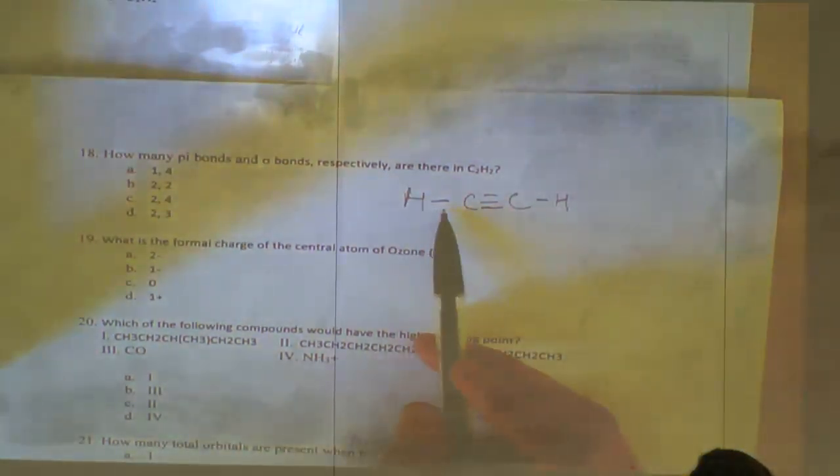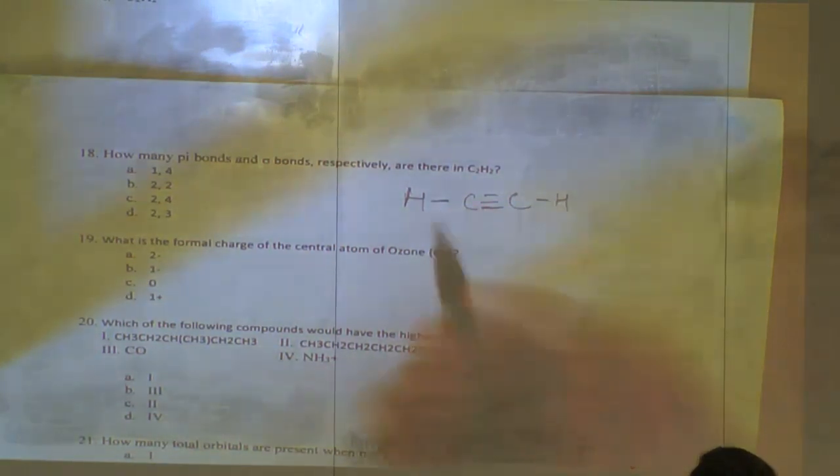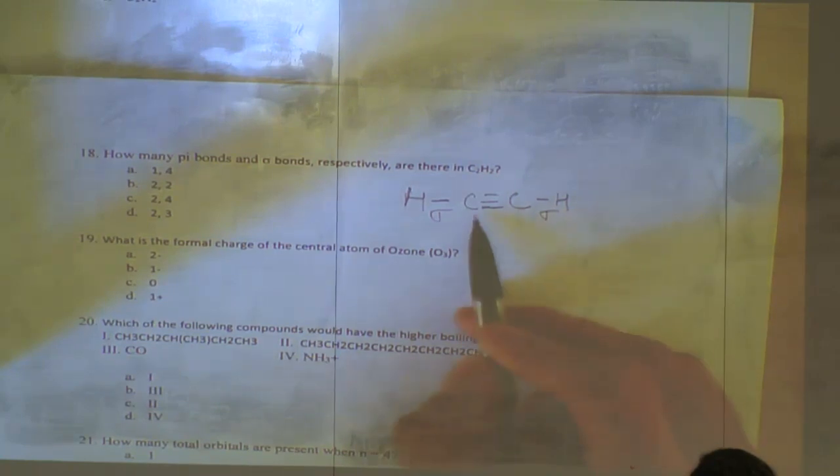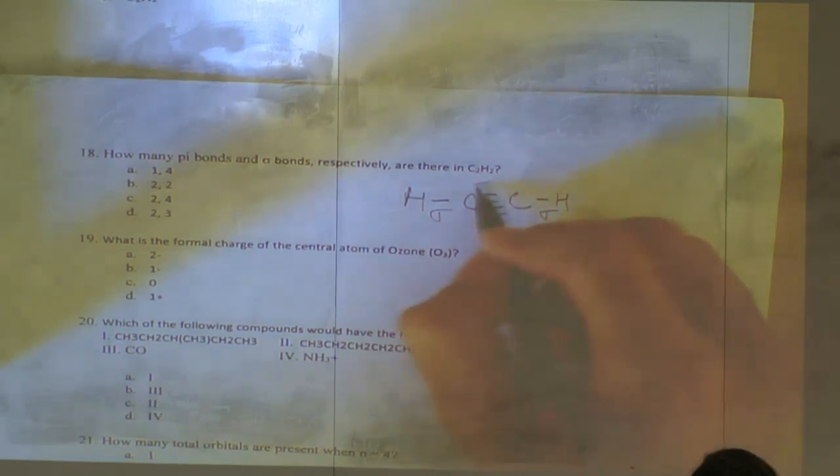So off the bat, this CH bond is what, sigma or pi? Sigma. Awesome. How about this other CH bond? Sigma. How about this first CC bond? It has a sigma bond and 2 pis. Awesome. So anything past this first single bond is a pi bond. So the answer would be what? How many sigma bonds and pi bonds respectively? 3 sigmas, 2 pis. So that would be D? Yeah.